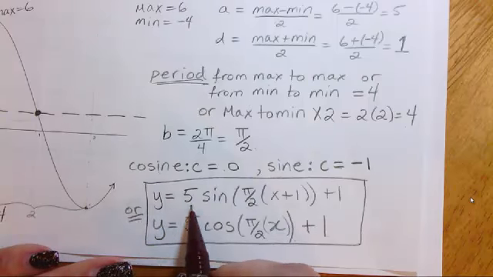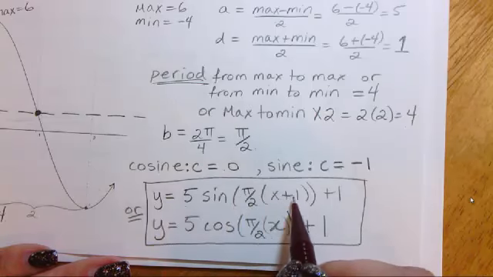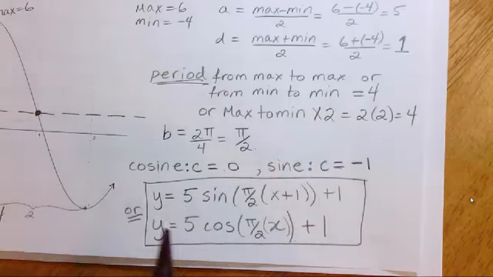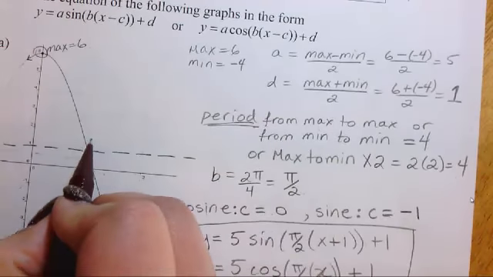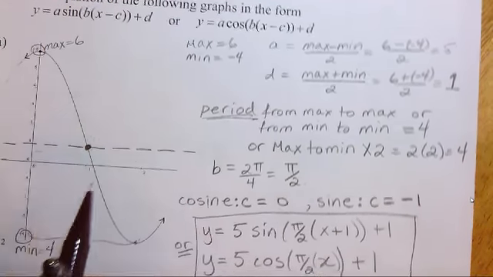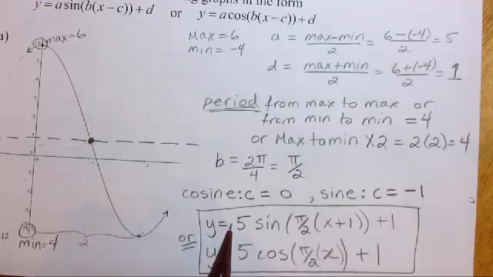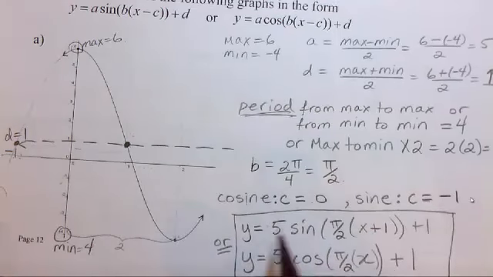So y equals 5 sine(π/2 (x + 1)) + 1. Now the reason I didn't choose +1 for my C value was because then my sine would be going down and I'd have to account for it with a negative here. I didn't want to bother with that, so I moved it to the left one, made this +1, and then this A value stays positive.